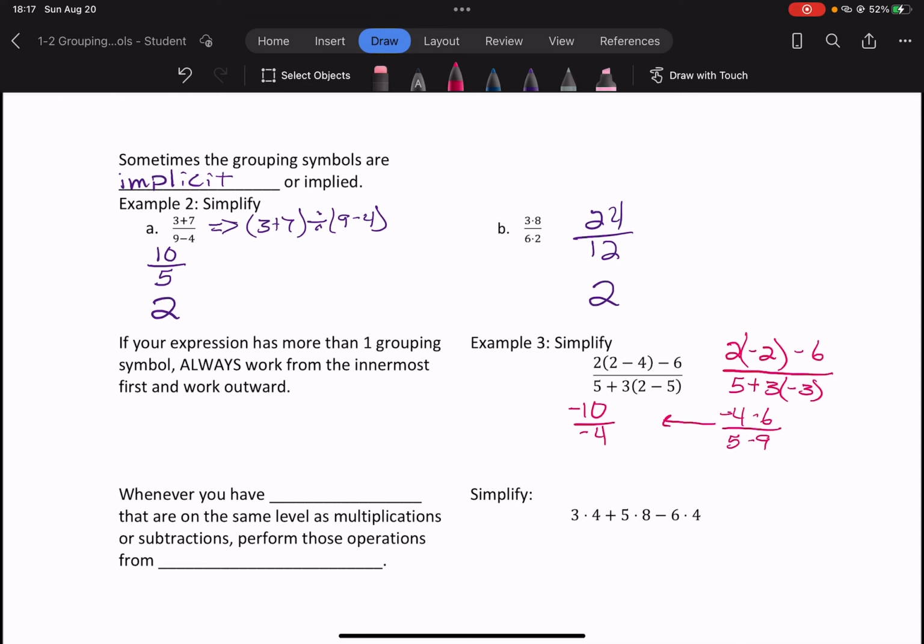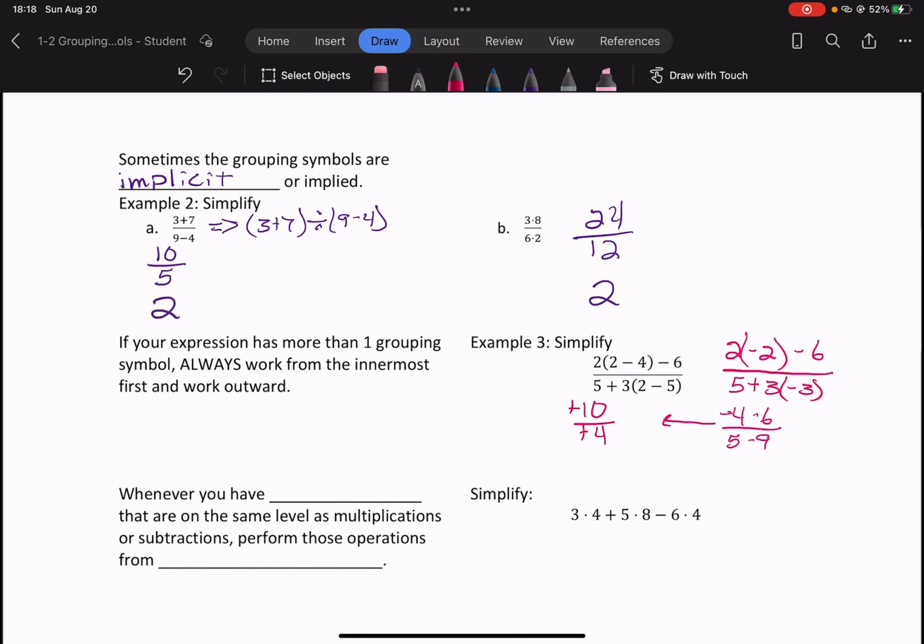So now we're going to divide a negative by a negative. Well, a negative divided by a negative is a positive. So we're going to divide both top and bottom by 2, because we're going to make this positive, because we know we got negative, negative, make them both positive.